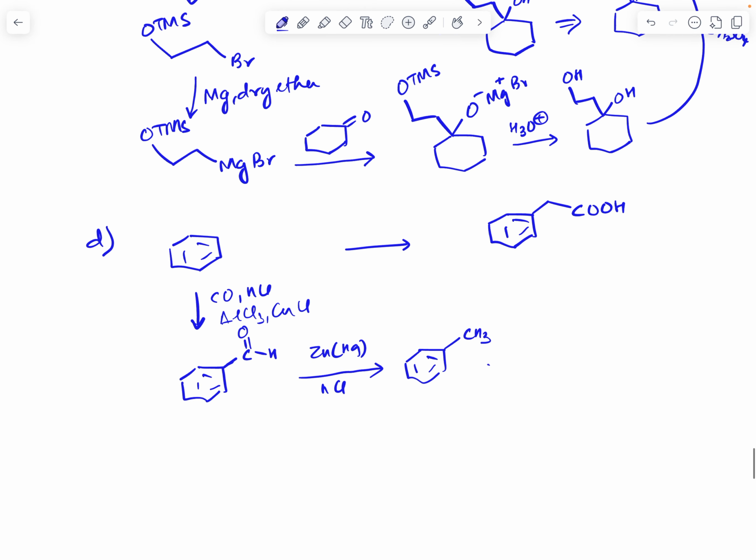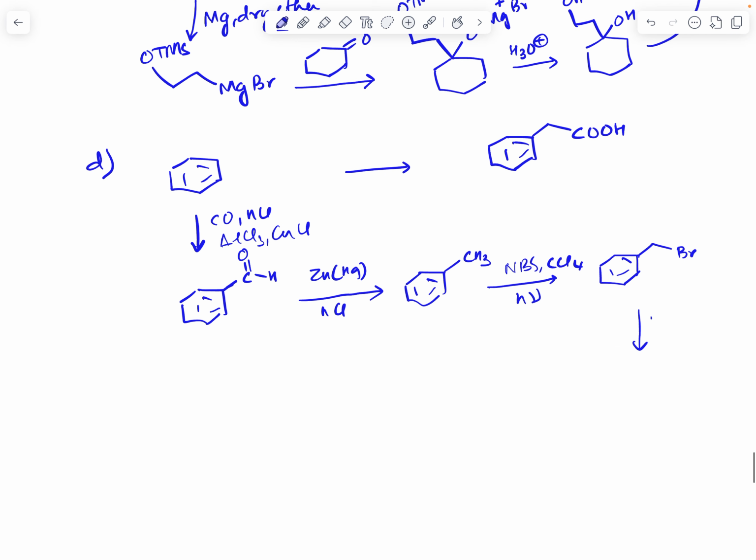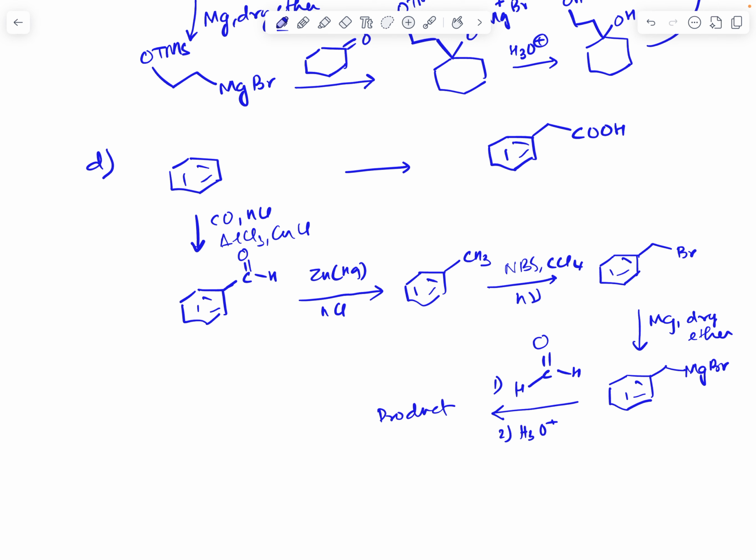Makes toluene. Then we use NBS. That's going to put a bromine at the benzylic position. Then we will make that into a Grignard. There you go. And then we can react this. There's two ways we can do this. We can add carbon dioxide, but we haven't studied that reaction yet. So we'll just add formaldehyde to this Grignard and then follow it up with an H3O plus, and that is going to give us the product, which is this molecule up here. Okay. All right.